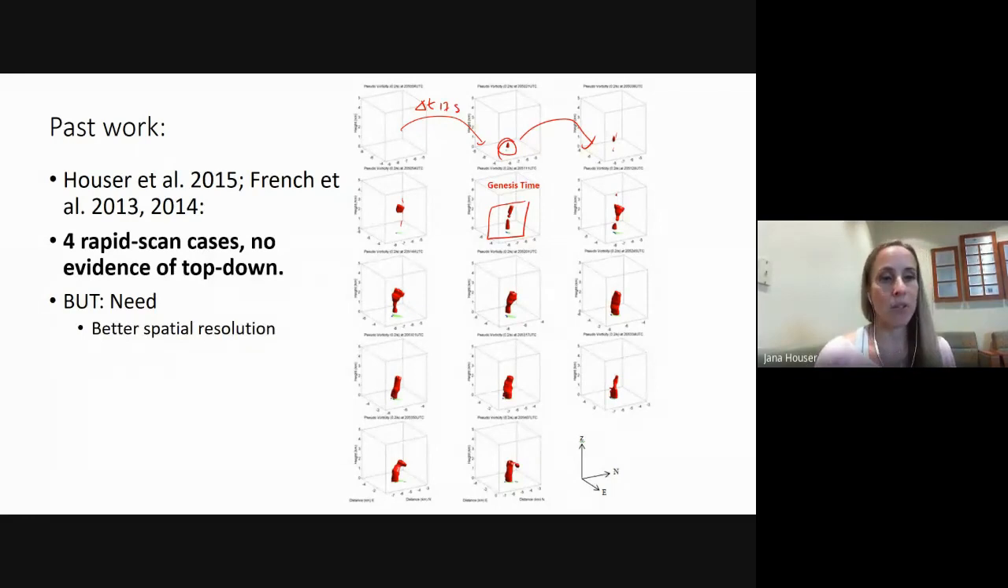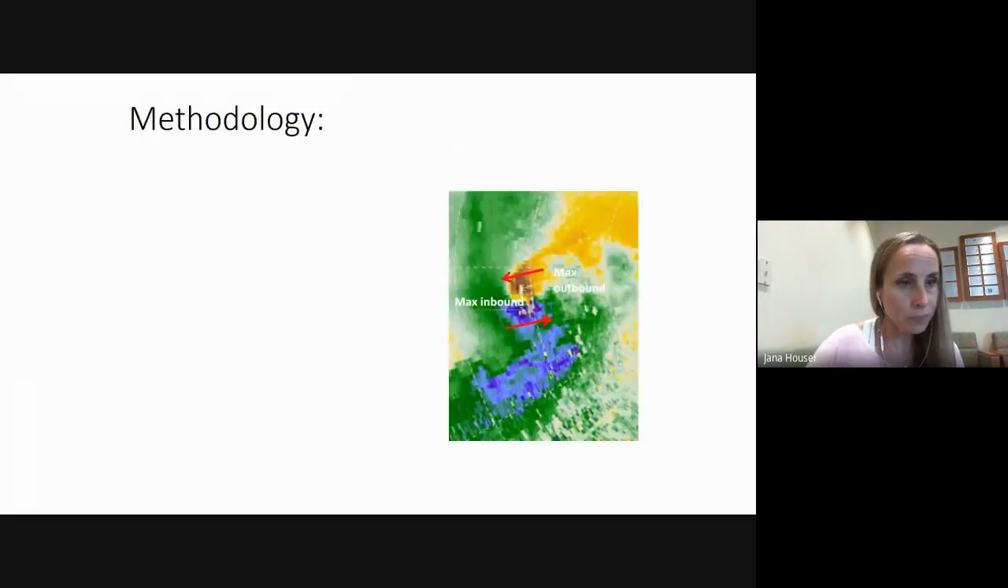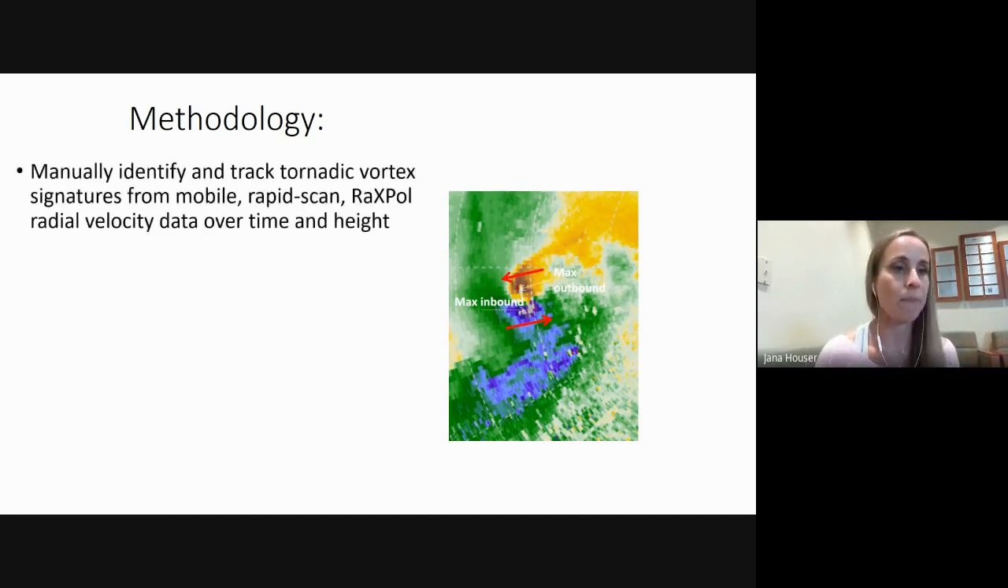However, we do need better spatial resolution. The instrument that Mike was using was a little bit coarse in azimuthal resolution. And we also are missing near ground data, near ground being at heights below about 300 meters above ground level. So that's what this study is really aiming to investigate. And we also want to add cases here. Obviously, tornadoes are hard to sample, and because they're hard to sample, it's very difficult to get a statistically robust sample size. And I'm not claiming to have that achieved already, but we're at least adding numbers to this.